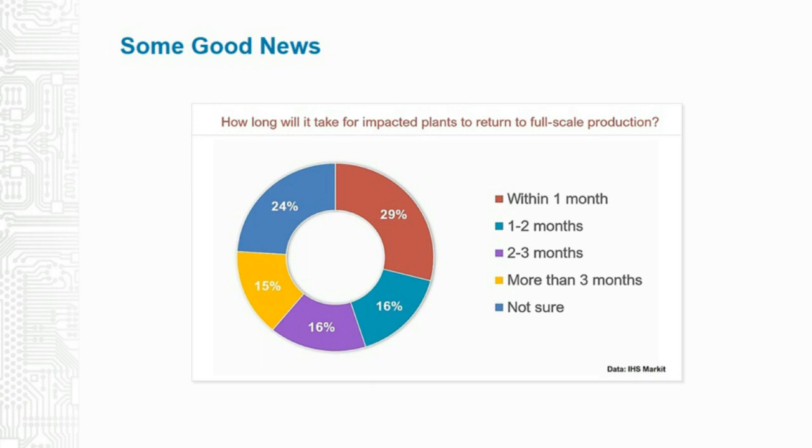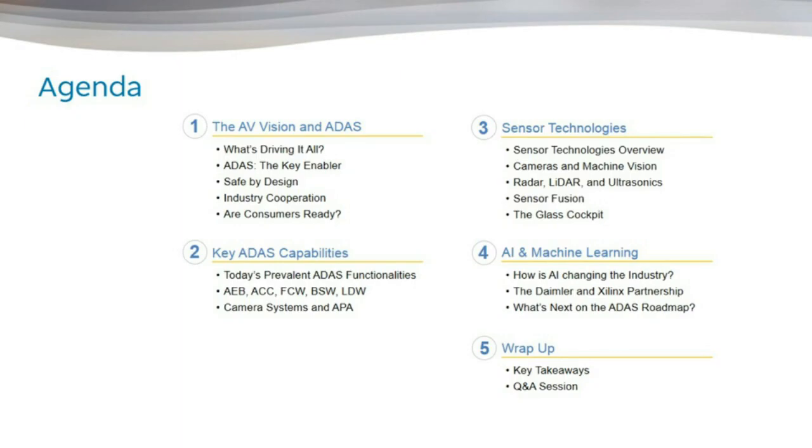Okay, with that in mind, let's take a look at today's agenda. We're going to start by looking at how ADAS will be the enabler of both driver-controlled and autonomous vehicles going forward. We'll then describe what these capabilities are. We'll look at sensor technologies making ADAS possible. And then we'll examine artificial intelligence and near-future ADAS functions. And finally, we'll have a brief wrap-up followed by a Q&A.